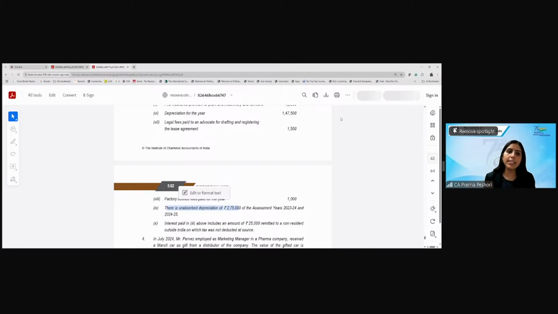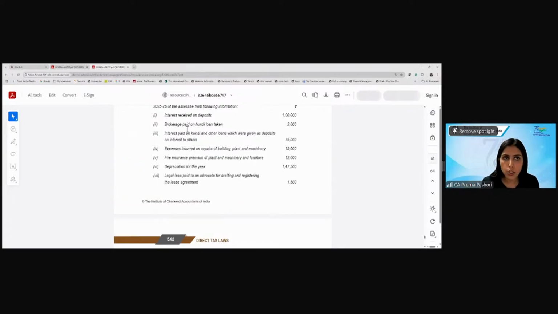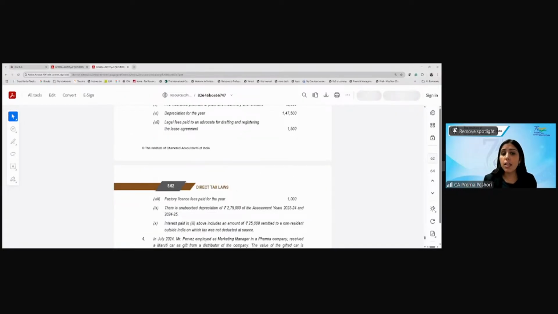So unabsorbed depreciation is treated like a current year depreciation, right? And it can be set off against any head of income other than salaries. So we will deduct 2,75,000 from this income. Then the last point: interest paid on 3 above, which is with respect to this hundi, includes an amount of 25,000 remitted to a non-resident outside India on which TDS is not deducted. So will we get the deduction of 25,000?